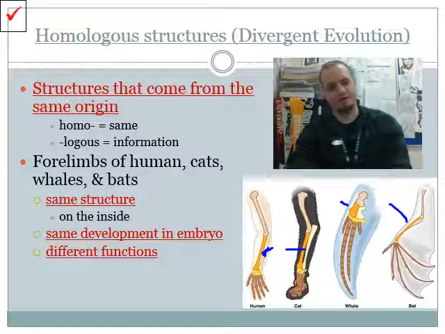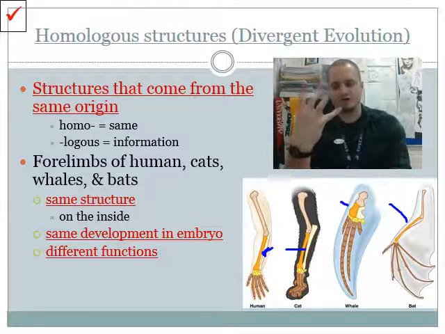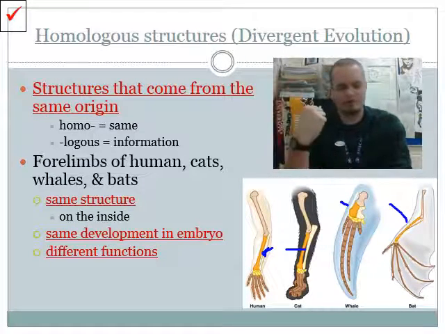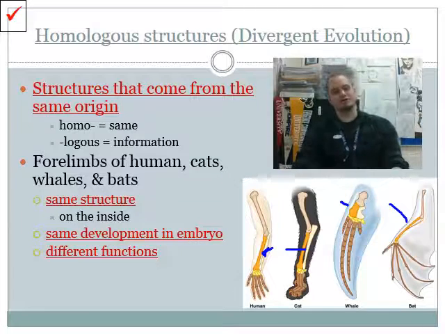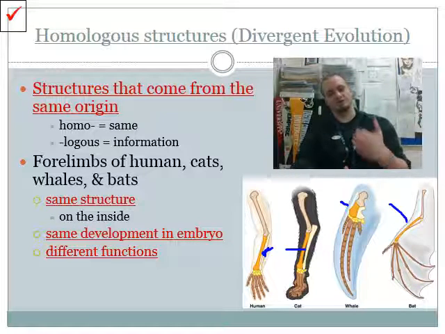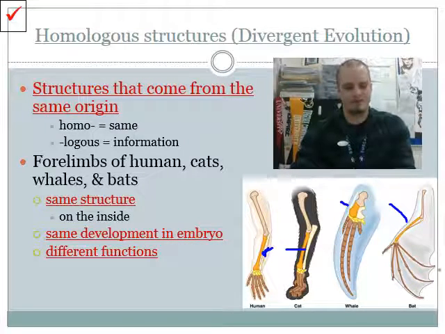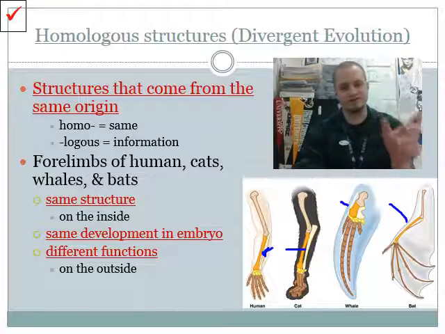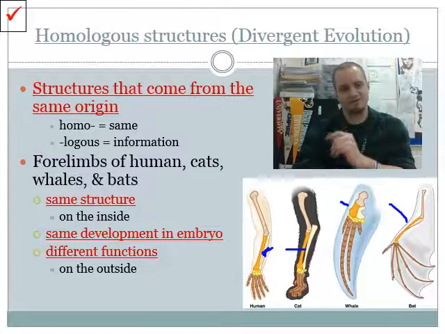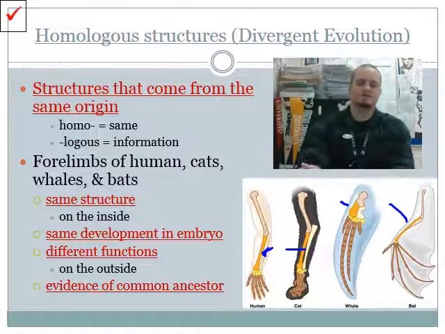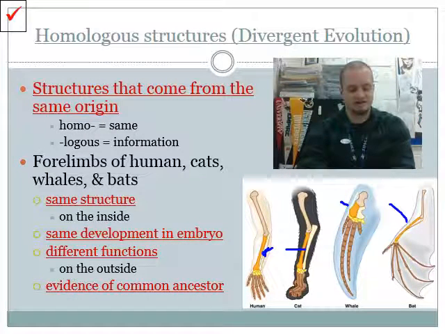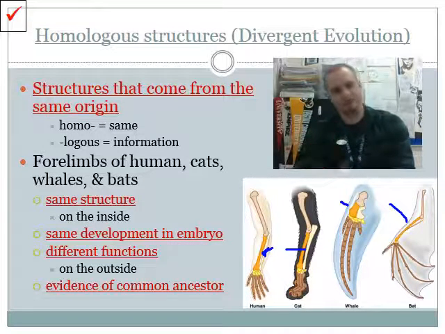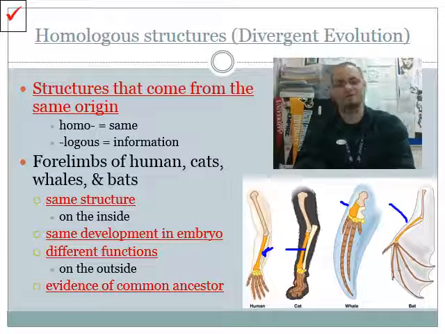For example, the forearm on a human is used for movement, specifically connecting your upper and lower arm. The cat, once again, used for movement. The whale, used for swimming. The bat, used for flight. So, homologous structures, we're talking same structure, but a different function. And this supports evidence of a common ancestor. So at one point, the human, the cat, the whale, and the bat all had a similar ancestor. So if you went back far enough, you could find one.